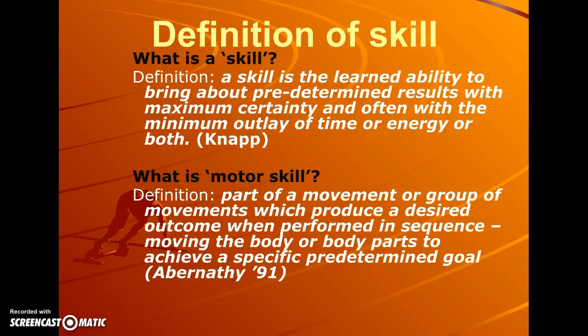So here are a couple of definitions of skill. Essentially, it's a learned ability to bring about predetermined results. In other words, there is a defined outcome of what's required of the skill. So this skill is performed with maximum certainty and often with the minimum outlay of time or energy or both.